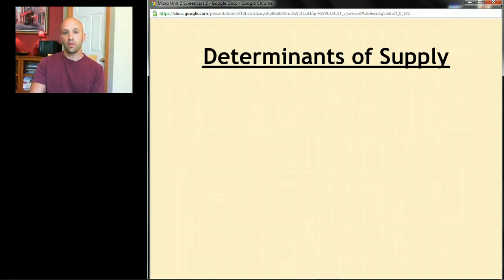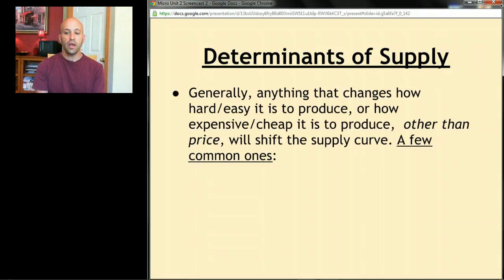So like we did with demand, let's talk about those determinants of supply. Now generally, anything that changes how hard or easy it is to produce something, or how expensive or cheap it is to produce something, other than price, will shift the supply curve, resulting in a change in supply. Here's a few common examples.